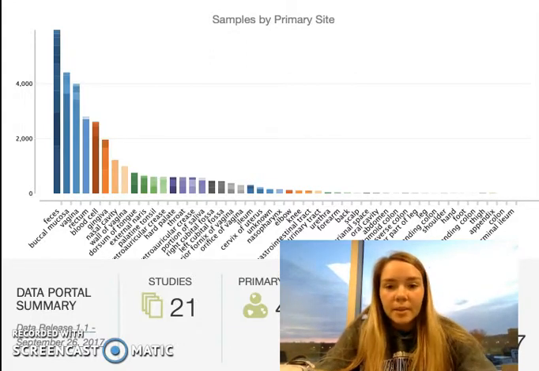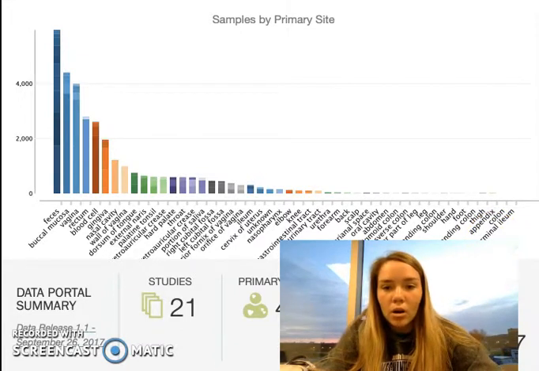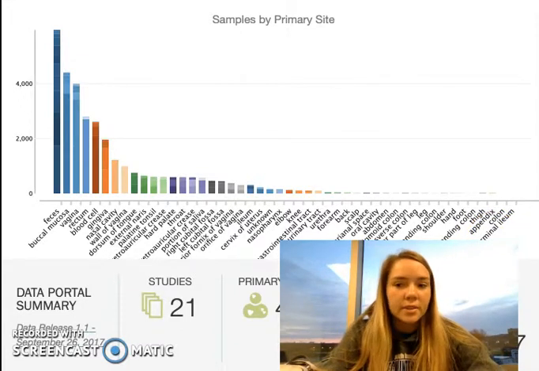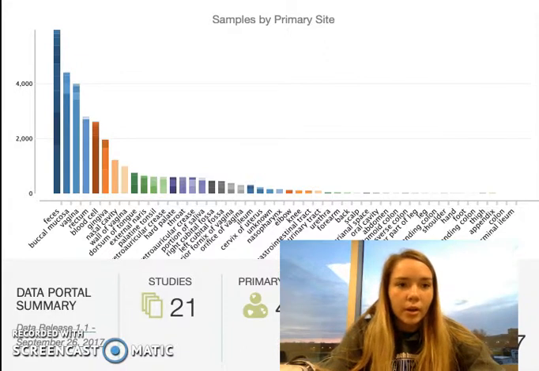The second database that they used was called the Metasub Analysis of the New York City Subway.